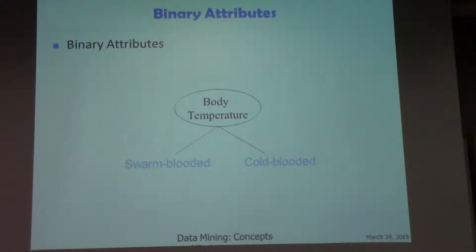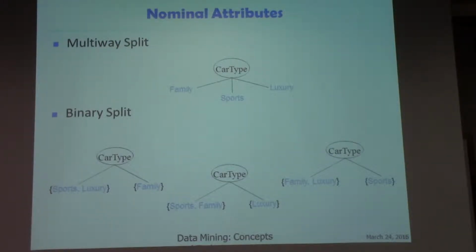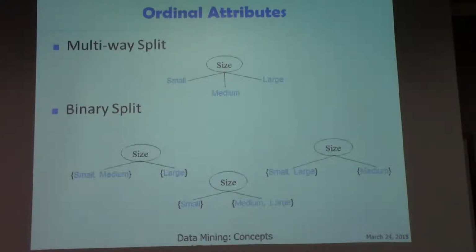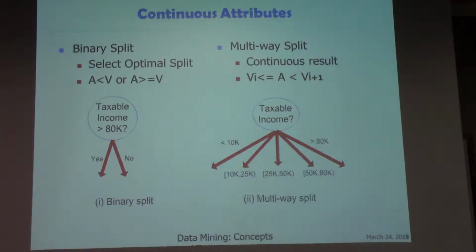For example, body temperature is warm-blooded or cold-blooded. It's a two-way, binary attribute. But we have car type, for example, family, sports, and luxury car. It can be a binary split. We can intentionally make this one sports, luxury versus family, or sports, family versus luxury, and so on. So as a designer or modeler of such a model construction, you guys need to decide how to handle the attribute. Also multi-way split.